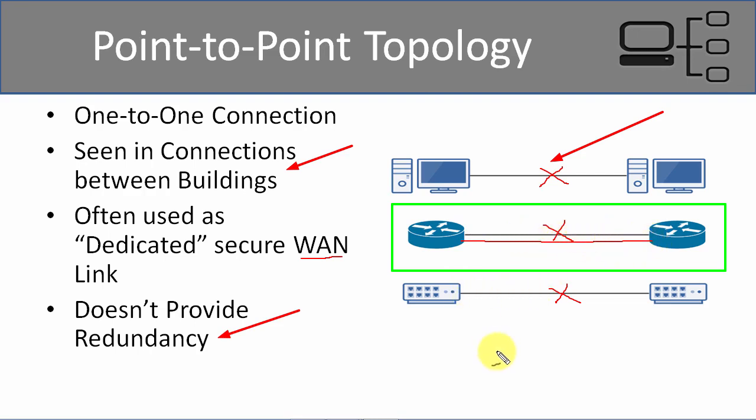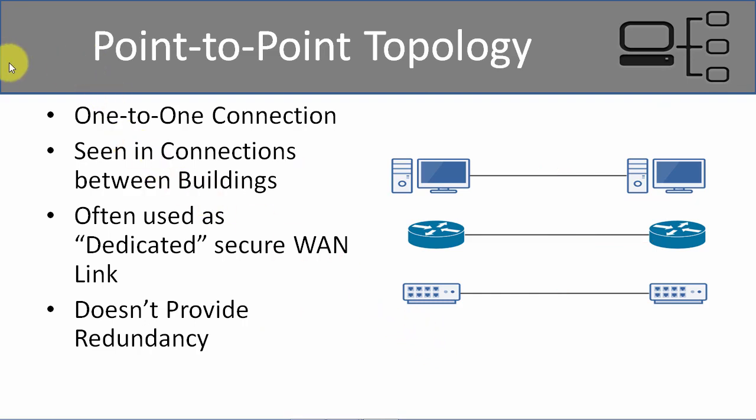However, on the flip side, if that's going to be cost prohibitive and it's easier for you to go ahead and replace the cable from time to time, or replace one of the routers, or replace one of the switches, then just go that route instead. So that's the point-to-point topology.